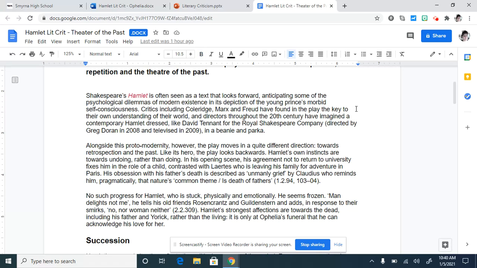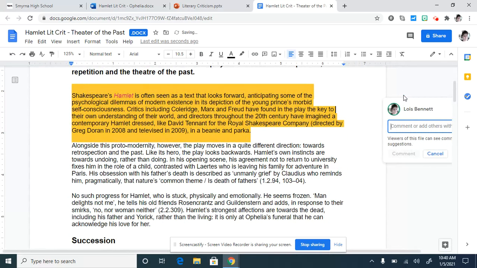What would you call this opening paragraph? What is the writer doing here? If you said lit review, you are correct.